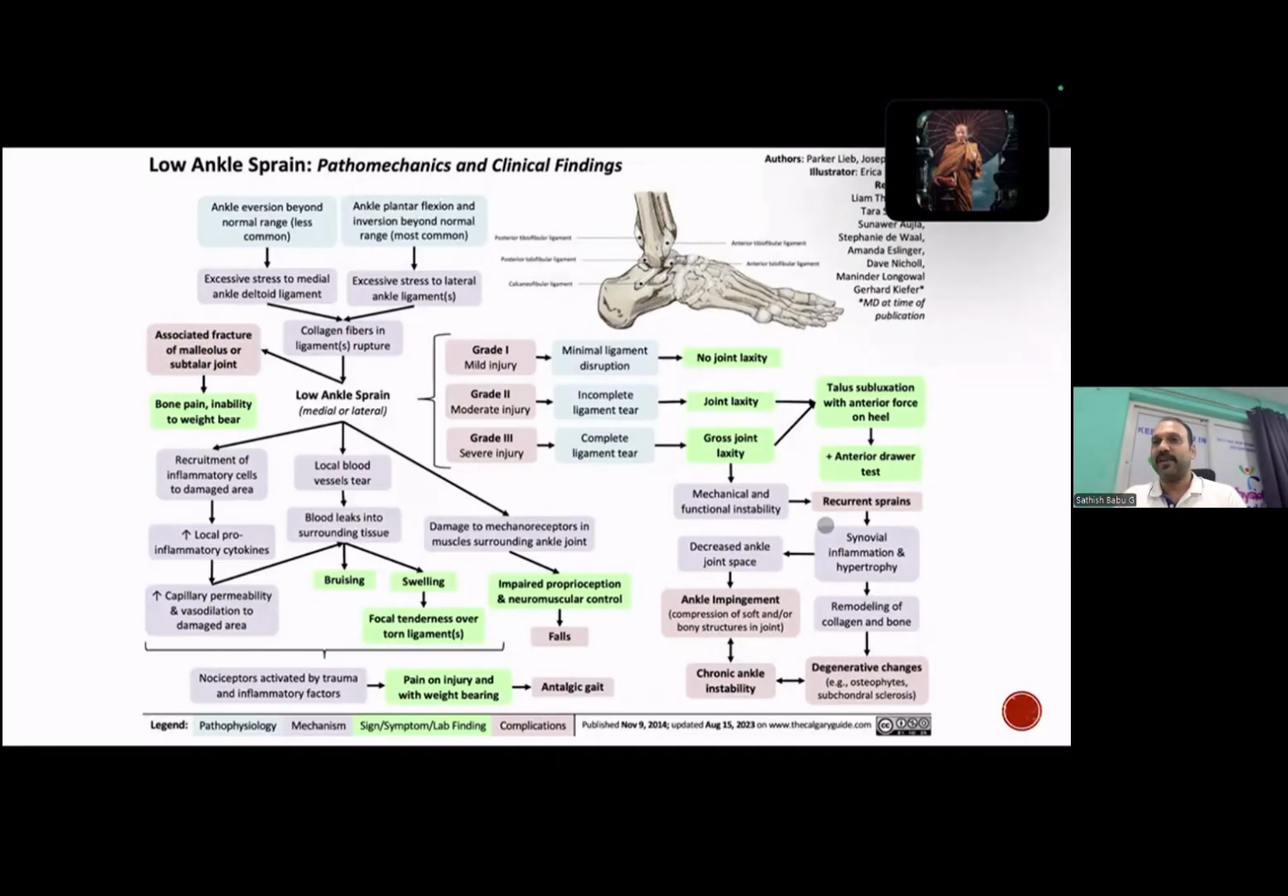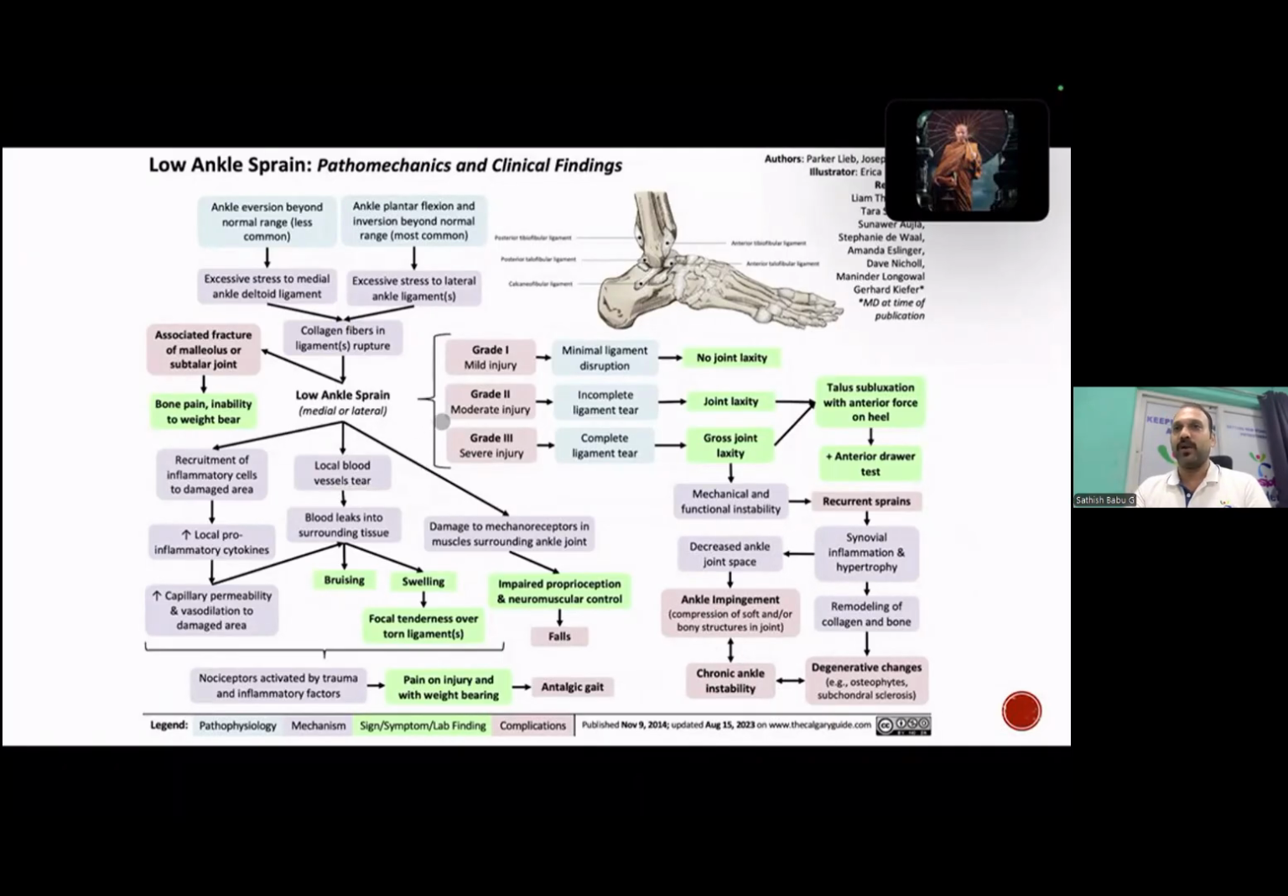When there is recurrent pain, there is synovial inflammation and hypertrophy. That's the joint which gets injured. There is a decreased ankle joint space, which leads to ankle impingement or compression of the bony structures. And when synovial inflammation happens, there's a lot of remodeling, collagen and bone deposit, which leads to degeneration, osteophytes, and subchondral sclerosis. If you attended our radiology workshop, you might have understood what an osteophyte and subchondral sclerosis are. Because of the degenerative changes, that leads to chronic ankle instability, and the instability again leads to impingement. That becomes a vicious cycle around this region.